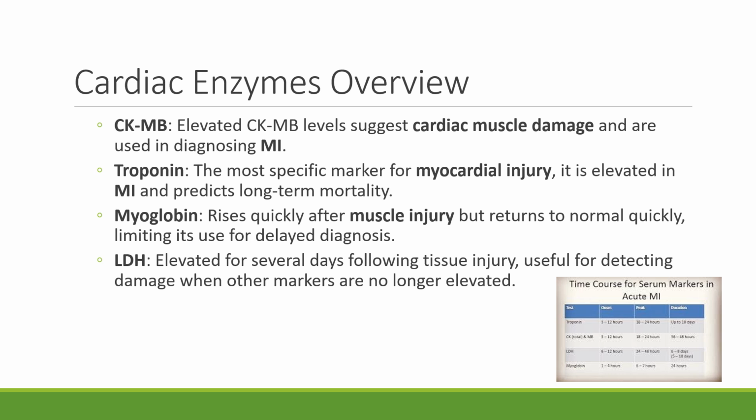CKMB, when elevated, suggests cardiac muscle damage and is used in diagnosing MI, or myocardial infarction. Troponin is the most specific marker for myocardial injury. It is elevated in MI and predicts long-term mortality. Myoglobin rises quickly after muscle injury but returns to normal quickly, limiting its use for delayed diagnosis. And LDH is elevated for several days following tissue injury and is useful for detecting damage when other markers are no longer elevated.